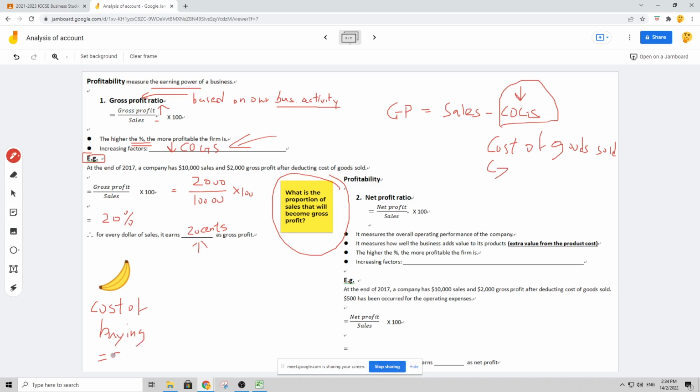Let's just say it costs $1. Okay, all right. And you sell it at $10. Okay, all right. So, guys, can you help me come up with the GP ratio for bananas in this case?